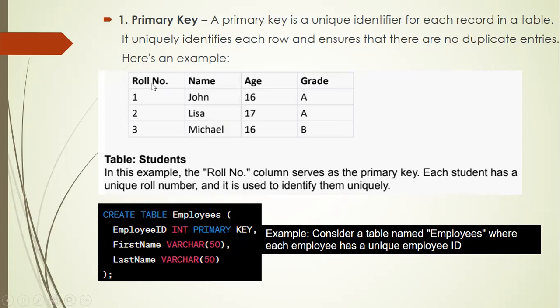Now, will you tell for roll number? Anybody tell me how to create a table based on this students table by applying a primary key?